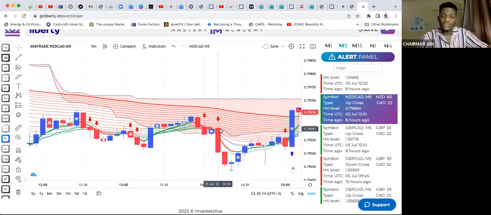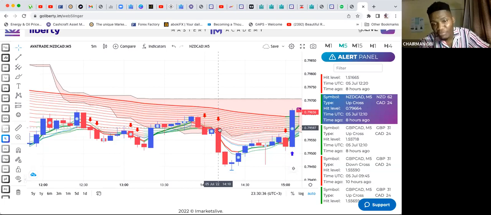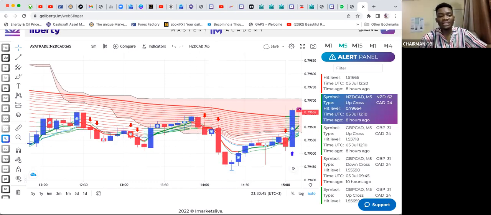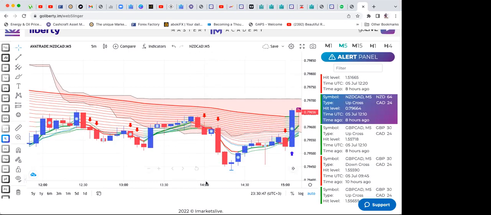For a red candle, it opens from the top, closes at the bottom, right? So when you are trading, when you are taking a sell, a red arrow must appear. Even if you entered this trade for 15 minutes, 10 minutes, 20 minutes, or 30 minutes, you would have still cleared it. So guys, please, 30, 15, 20, 10 minutes should be for you when you're trading Webslinger, all right?